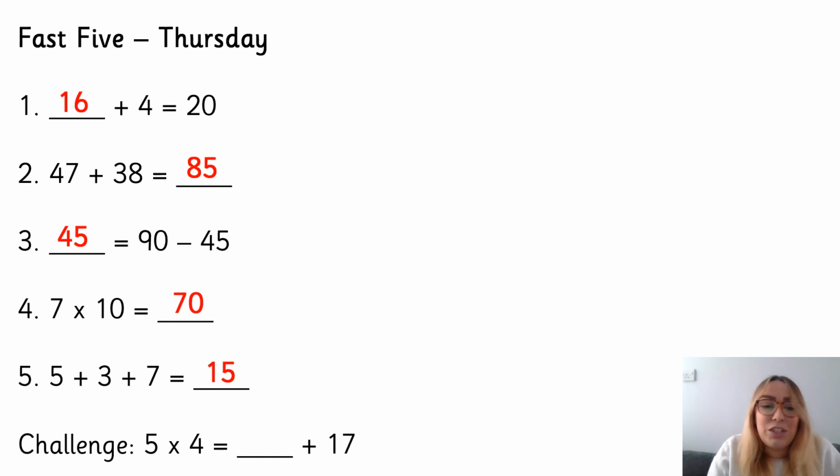And then the challenge question, 5 times 4 is the same as something, add 17. 5 times 4 is 20. What do we add to 17 to get 20? To make it balanced, we add 3.